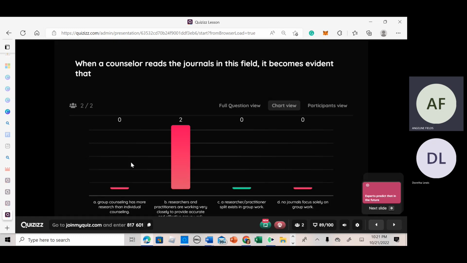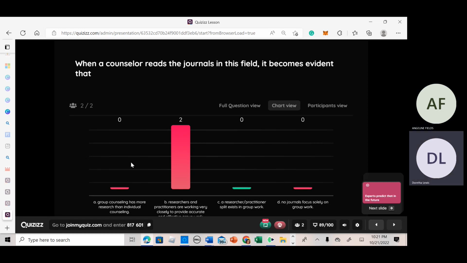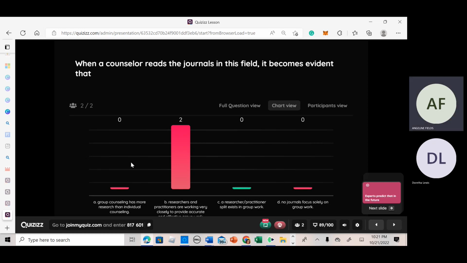So when a counselor reads the journals in this field, it becomes evident that a researcher/practitioner split exists in group work. Practical research about what exactly works best in group settings is scarce. Moreover, many studies in the field of group work have not been well controlled. In many studies, the independent variable, which is the experimental variable, has not been scientifically defined. Say, for example, the independent variable in a study is a T group intervention. This could create a problem since a T group to leader A might not seem like a T group to leader B.